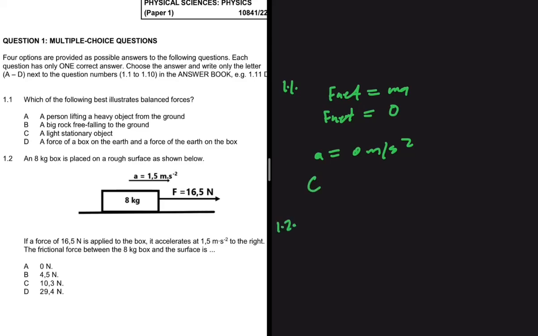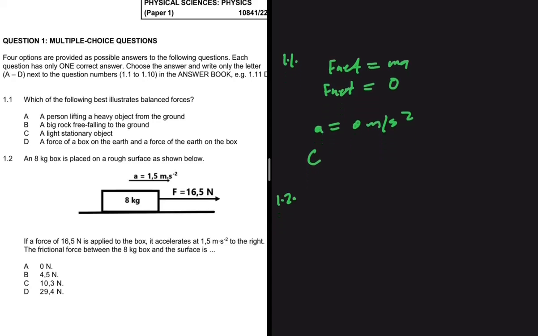Let's look at 1.2. An 8 kg box is placed on a rough surface as shown below. If a force of 16.5 Newton is applied to the box and it accelerates at 1.5 meters per second squared to the right, the frictional force between the 8 kg box and the surface is... So again, back to the basics, F net is equal to MA. Let's sketch a free body diagram for the object real quick. So we just have the force that is applied, which is equal to 16.5 newtons, and we have some frictional force, which is what we're looking for.